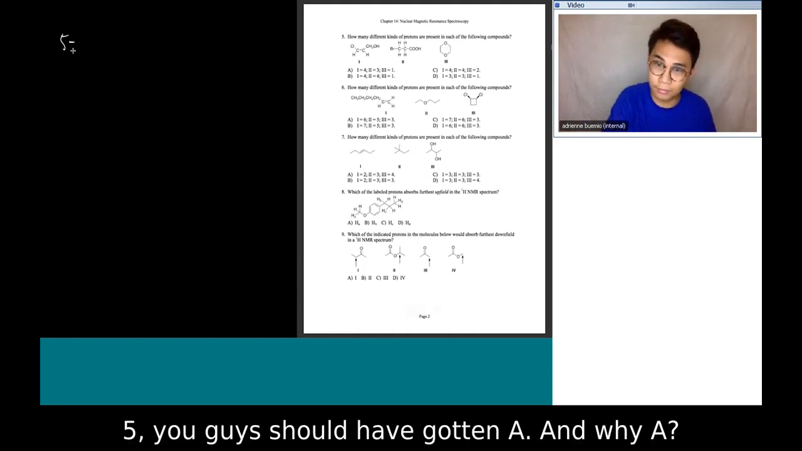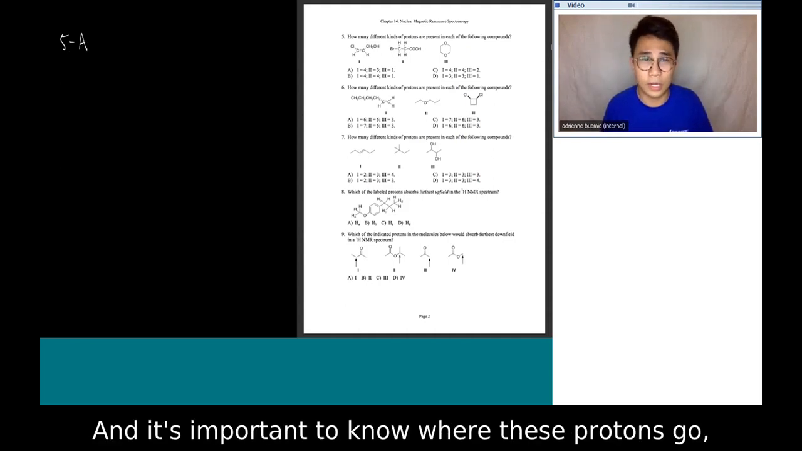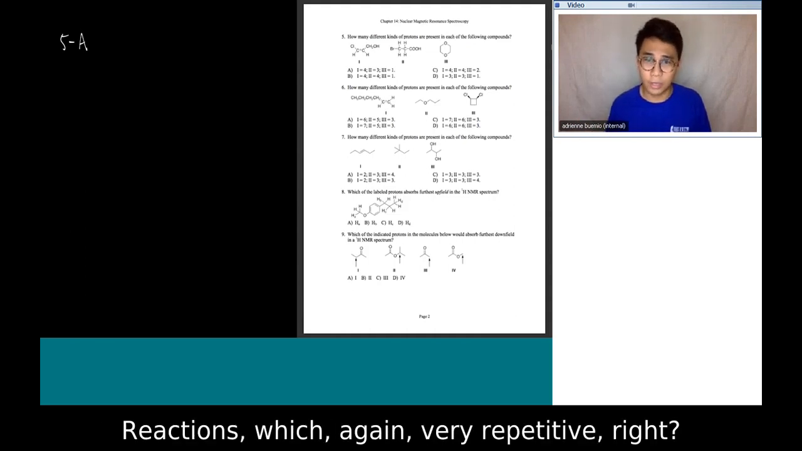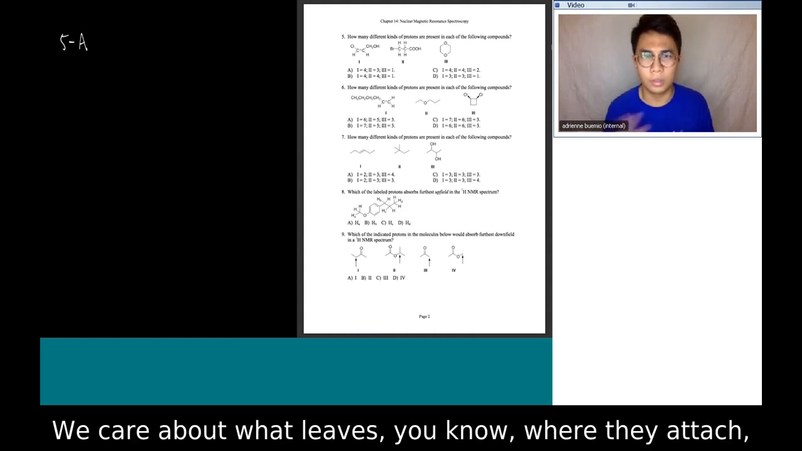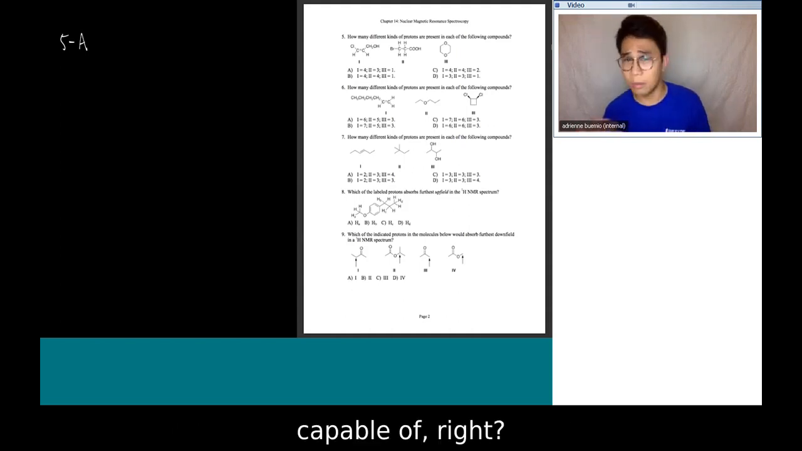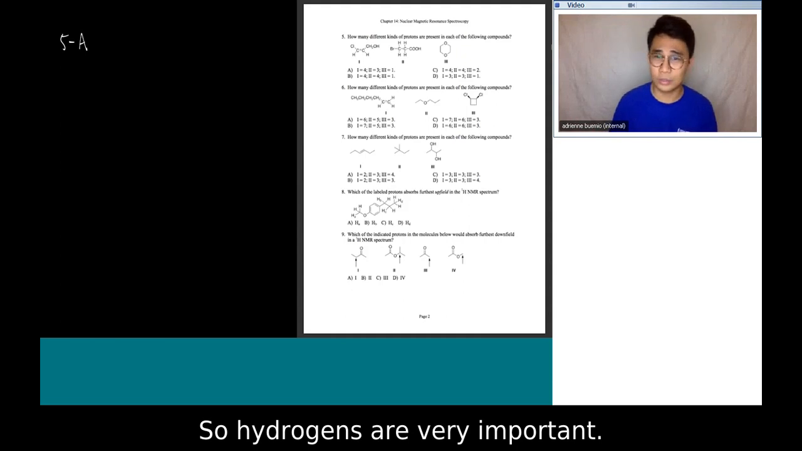Okay, you're back. For 5, you should have gotten A. And why A? Again, a lot of questions ask about protons, and it's important to know where these protons go and what they represent, because of reactions. Reactions, which again is kind of repetitive, we care about what leaves, where they attack, things like that. So we want to know what these hydrogens are capable of. Hydrogens are very important.